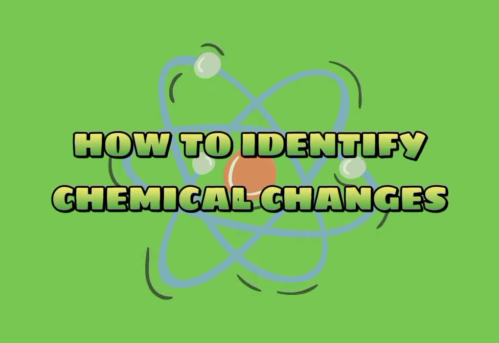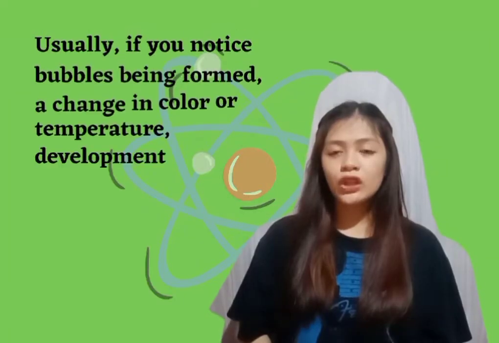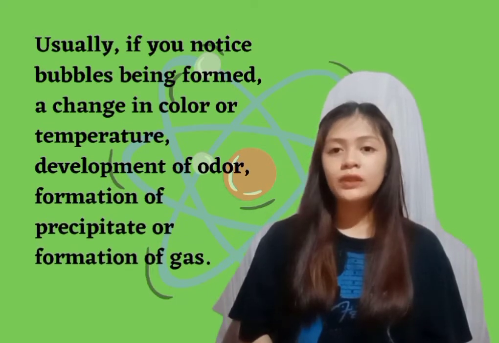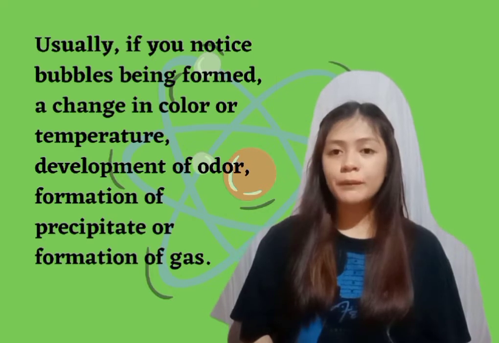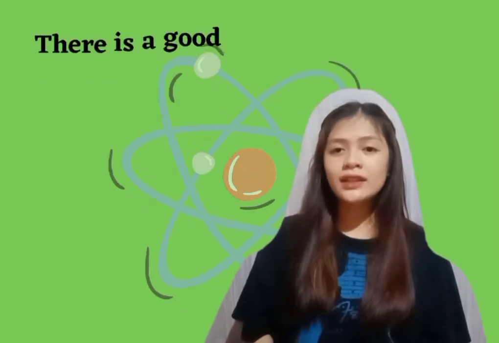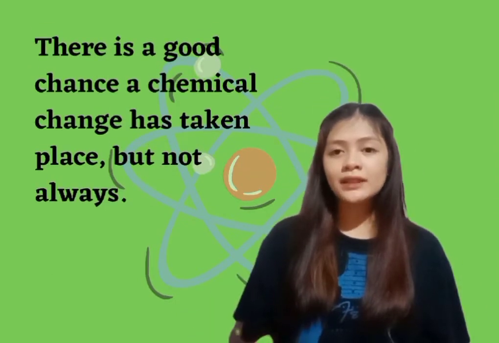We can't actually see molecules breaking and forming bonds, although that's what defines chemical changes. We have to make other observations to indicate that a chemical change has happened. Usually, if you notice bubbles being formed, a change in color or temperature, development of odor, formation of precipitate or formation of gas, there is a good chance a chemical change has taken place, but not always.